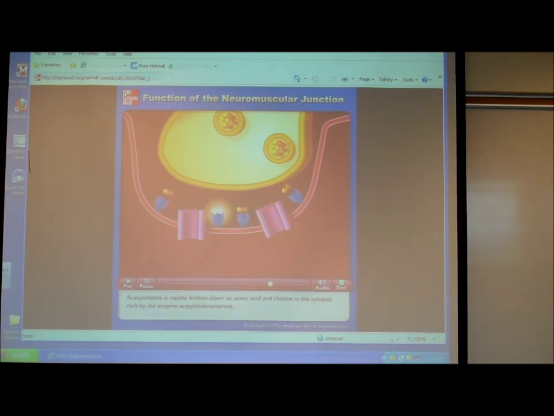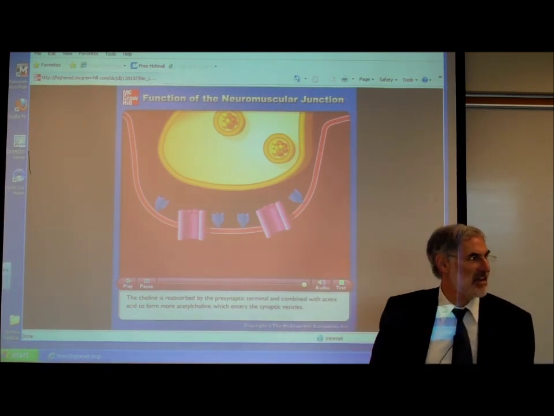Acetylcholine is rapidly broken down to acetic acid and choline in the synaptic cleft by the enzyme acetylcholinesterase. The choline is reabsorbed by the presynaptic terminal and combined with acetic acid to form more acetylcholine, which enters the synaptic vesicles. Well, I think that's pretty much everything we said.